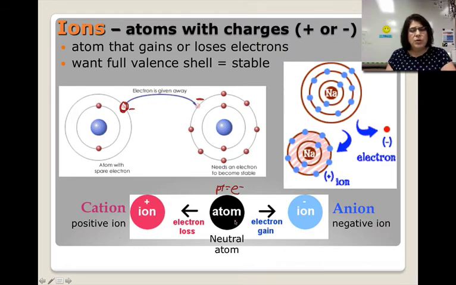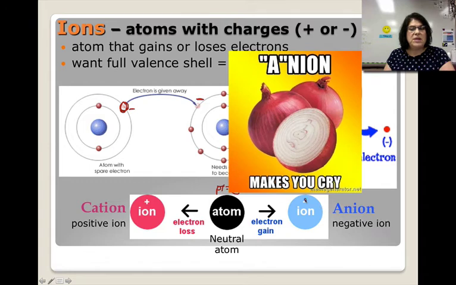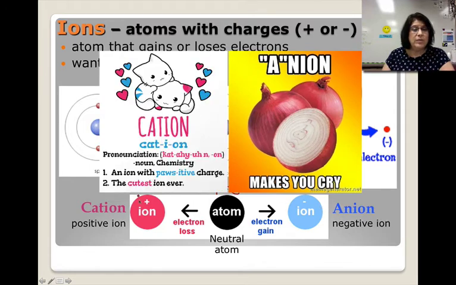The opposite is true over here. If we have an atom that gains an electron, it becomes negative. If you give it a negative thing, it becomes negatively charged. We call those anions. So make sure you have all those things written on your diagram there. A little way to remember this is that anions, this kind of looks like onion, right? Onions are gross and negative, and cats are cute and positive. So cations are positive and anions are negative.